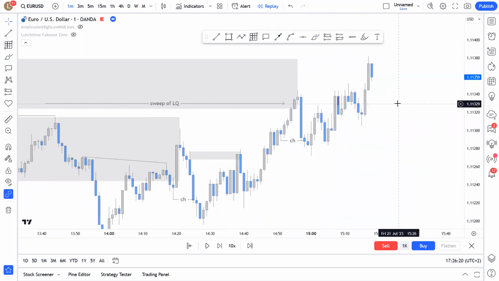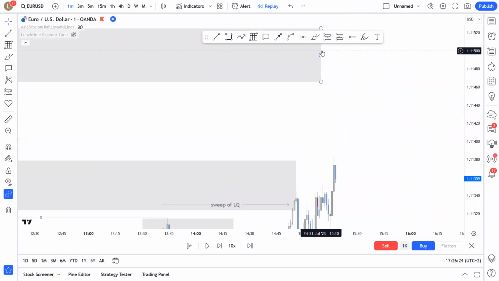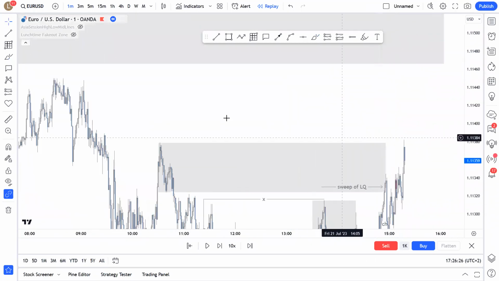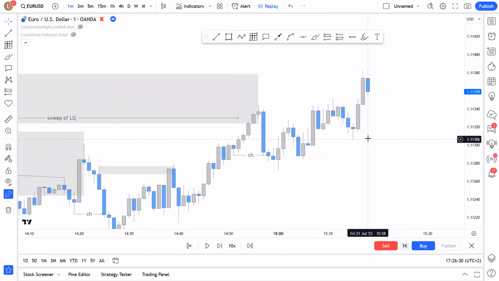So at this point, I was expecting the third plan to happen, where price should have went up to this supply, sweeping out the rest of the liquidity here. But instead of doing this one, it just created another entry opportunity inside of the deep mitigation of this supply.